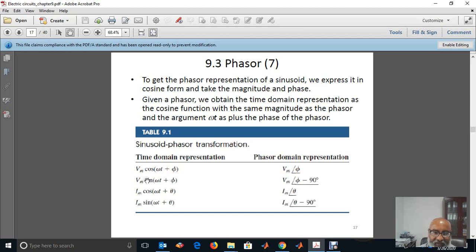And here I have sine. Most of the time our reference is cosine, so first we change this to cosine. When I change it to cosine, it will be cos(omega t plus phi minus 90 degrees). So the phasor form will be Vm at an angle of phi minus 90, and this is Im at an angle of theta, and this one Im at an angle of theta minus 90.